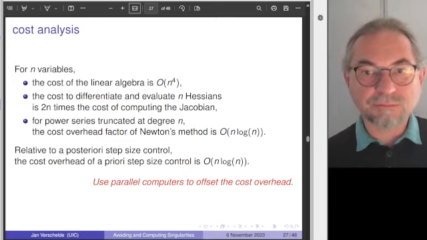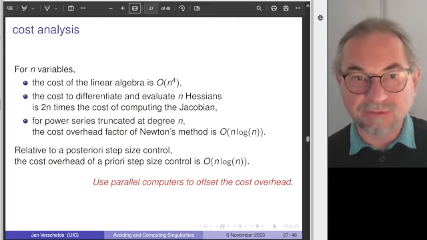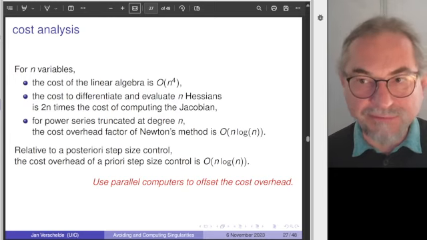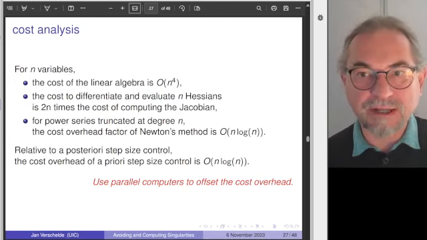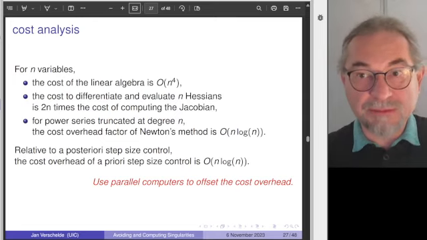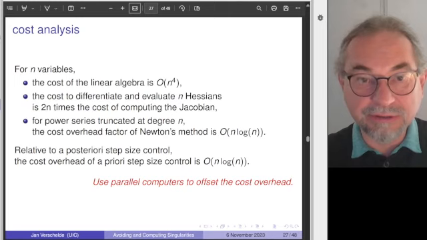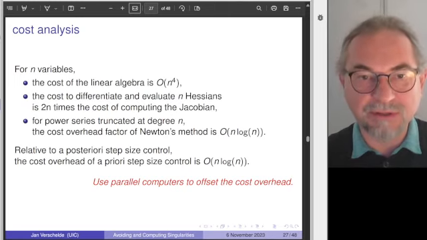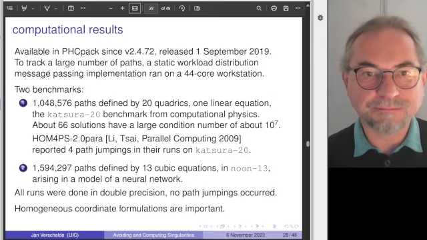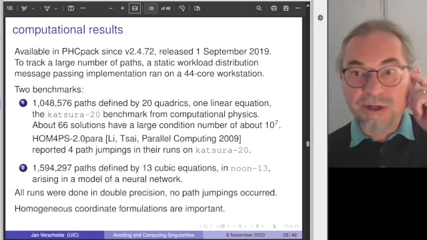So there is no such thing as something that comes for free, but my advice is to use parallel computers to offset the cost overhead. So if you have to track many paths, then message passing on distributed computing is actually the recommended fastest way to run things in parallel. And that was done on a benchmark problem.